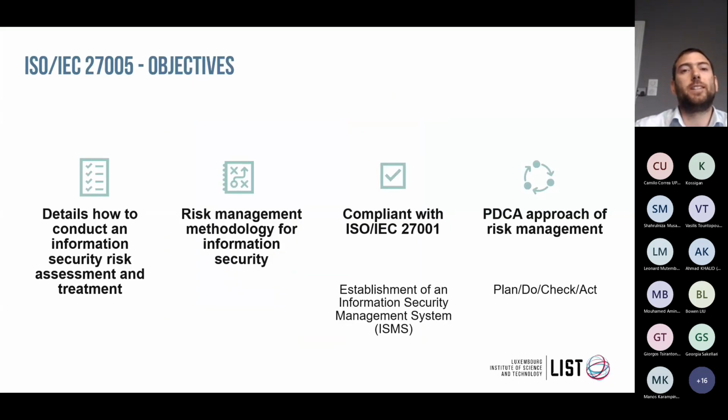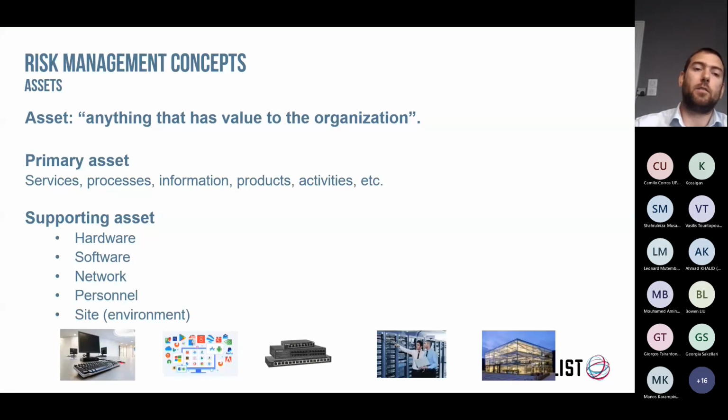So the main objectives of the ISO 27005 are to detail how to conduct an information security risk assessment and treatment, to give a generic risk management methodology for information security, and like I said previously, it is of course compliant with the well-known standard ISO 27001 and allows you to obtain the information security certification. It is based on a kind of PDCA approach. And again, it is an iterative process. It's not a one-shot approach. So we will now have an overview of the main risk management concepts.